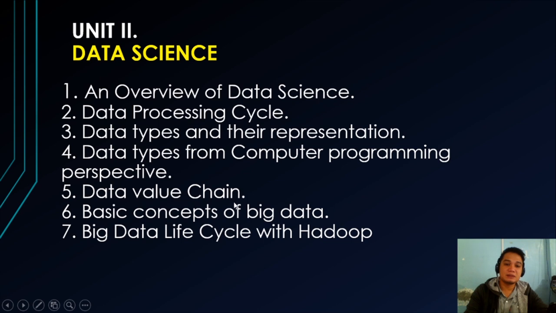The clustered computing in the Hadoop ecosystem. Okay? The clustered computing, the Hadoop and its ecosystem. Yes, we will be discussing that one in this chapter. The big data cycle and Hadoop. So we will be discussing that.